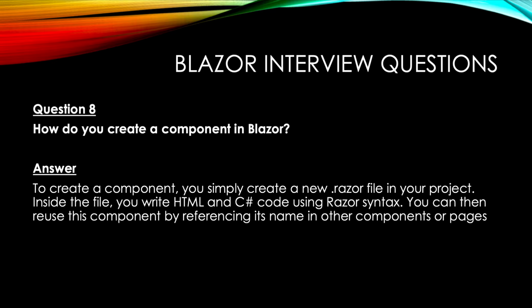Question number 8. How do you create a component in Blazor? To create a component, you simply create a new Razor file in your project. Inside the file, you write HTML and C# code using Razor syntax. You can then reuse this component by referencing its name in other components or pages.